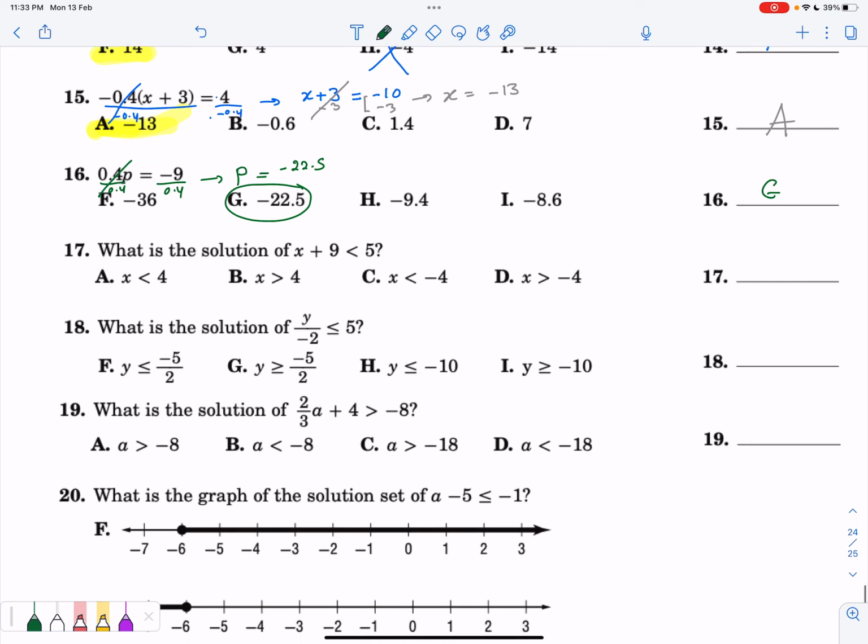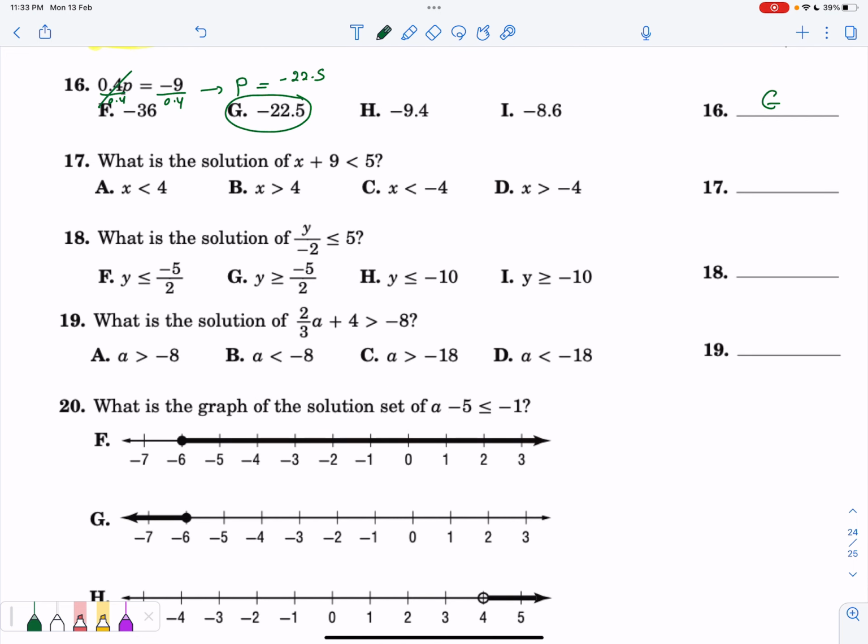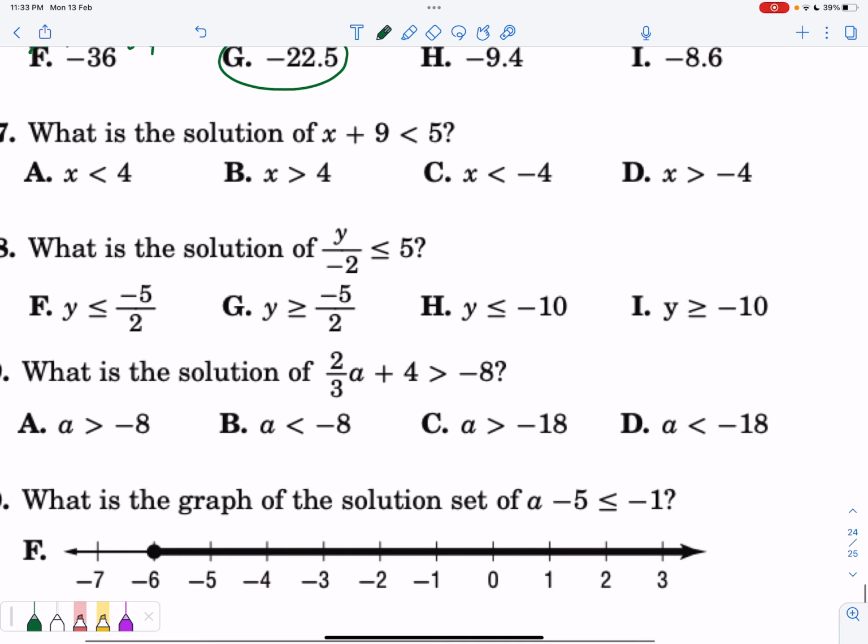Okay, what is the solution of x plus 9 is less than 5? So this means we need to solve that inequality. Now as you can see, the x, which is the variable, has 9 added to it, so we should do the inverse operation. So we need to subtract 9 from both sides.